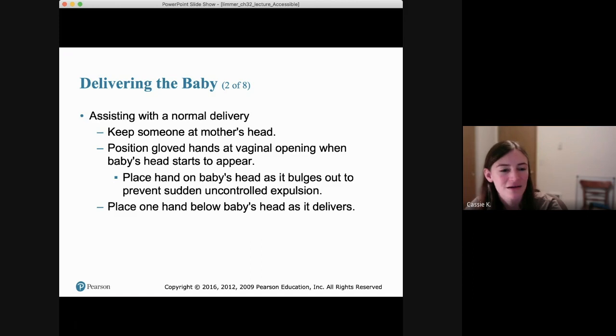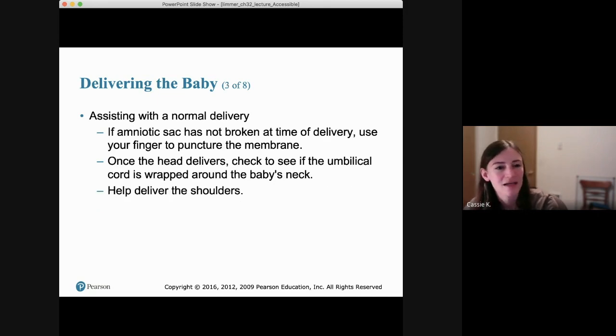So as the head starts to appear, you're going to have gloved hands ready. As soon as the baby's head bulges out, you're going to place a hand on it to prevent a very sudden or abrupt delivery. And then you're going to help guide it out, and then place one hand beneath the head as it delivers, support the head. If the amniotic sac has not broken at this time, you can use your finger to puncture it and move it out of the way.